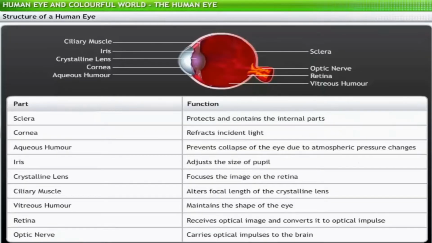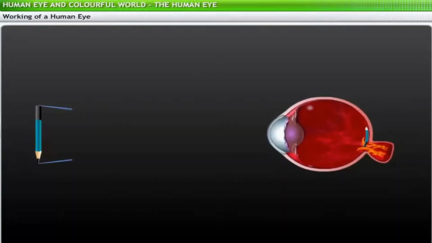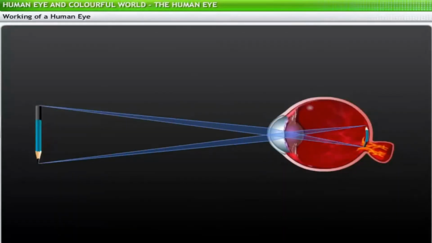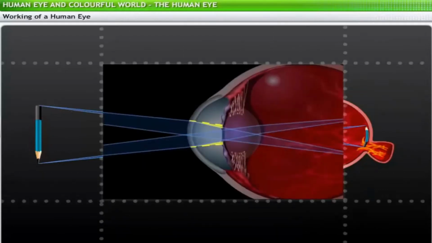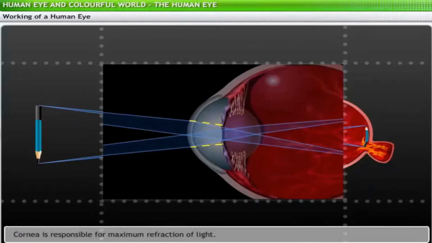Here is a quick summary of the various parts of the eye and their functions. Now let's see how these parts come together to help us see when we are looking at something. When light rays reflect from an object towards an eye, the cornea refracts these rays so that they are incident on the lens. The cornea is responsible for maximum refraction of the light incident on the eye.